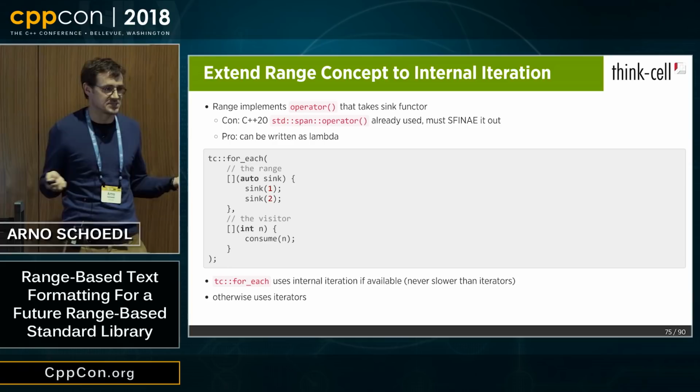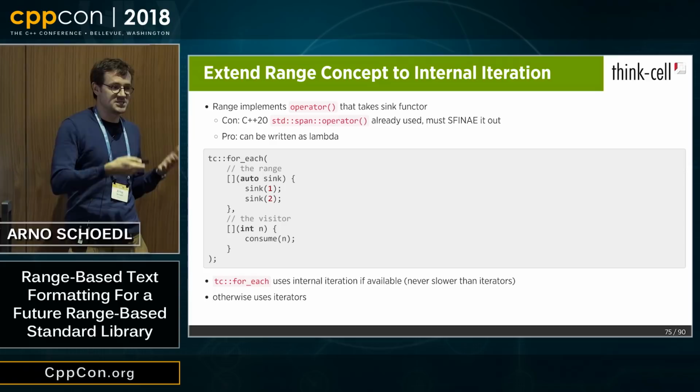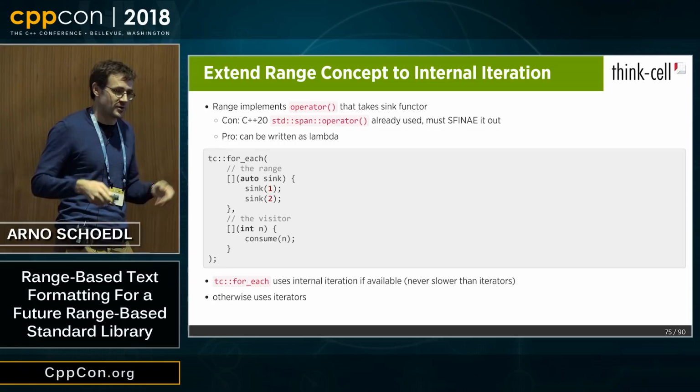That's all it does. You can't do it directly, though, because the for_each has to basically check whether this is a range that supports internal iteration. And if it doesn't support internal iteration, you have to do the fallback to iterators. And this is what for_each does.